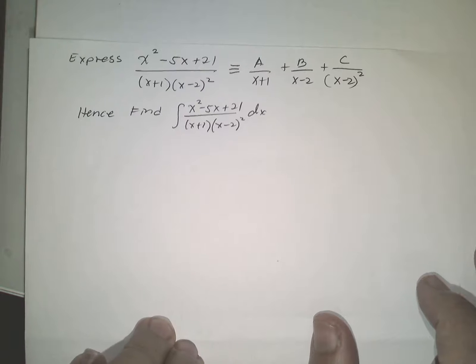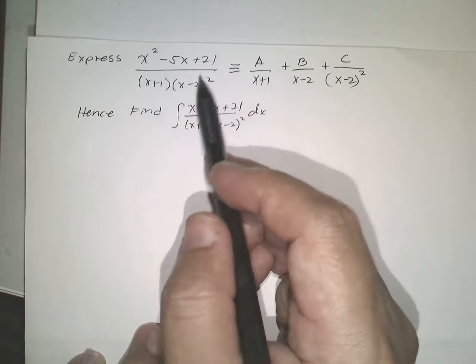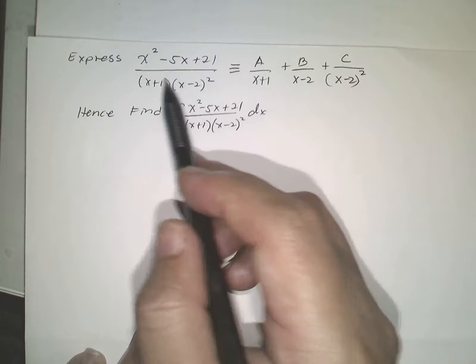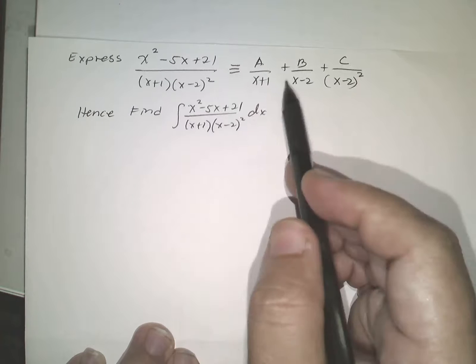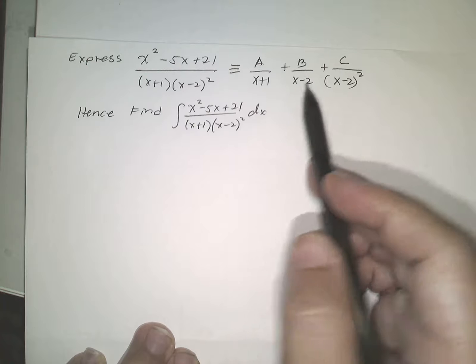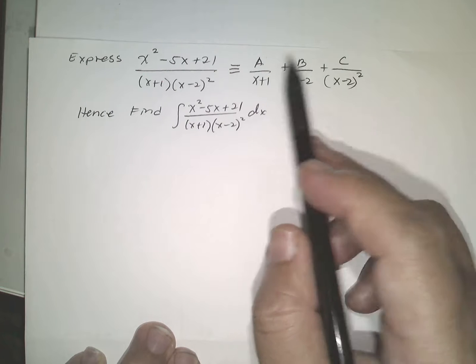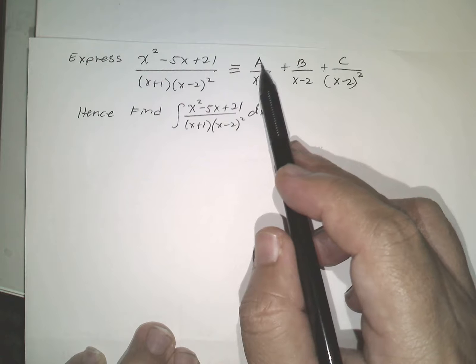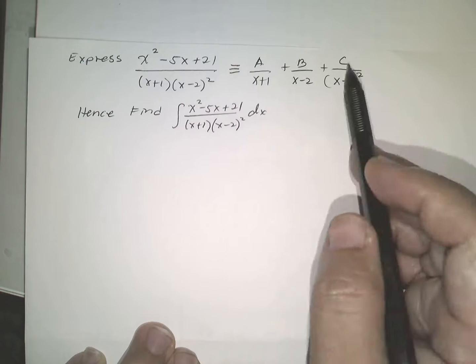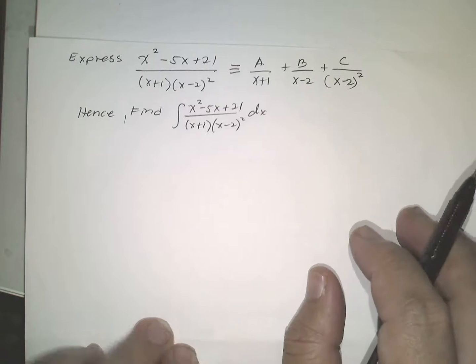Lesson 5, Part 3. Express (x squared minus 5x plus 21) over this expression into this format: A over x plus 1, B over x minus 2, plus C over x minus 2 squared. So we need to find the numbers A, B, and C. Hence, find the integral of this.